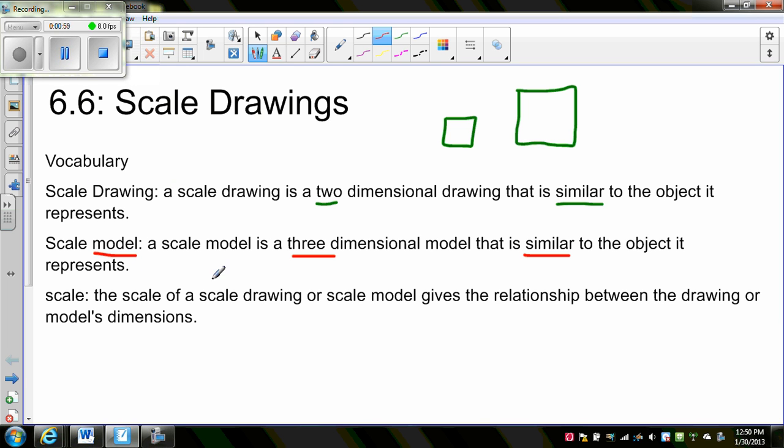And then last, the scale. You may have seen this on maps a lot. So the scale of a drawing or scale of a model gives the relationship between the drawing or the model's dimension. So sometimes on a map you might see a 1-inch distance actually is, say, 20 miles. So our actual scale is 1 inch over 20 miles. It's that ratio that we've been using in the previous sections. So that would be our scale.